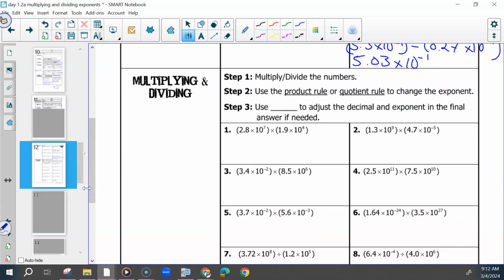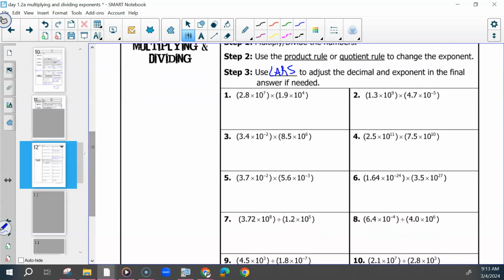Alright, for multiplying and dividing, actually multiply and divide the numbers, but then we also have to take into account our exponent rules, our product rule, our quotient rule. So if we multiply like bases, add the exponents. If we divide the like bases, subtract the exponents. And then use your mnemonic if need be. So in number 1, multiply 2.8 and 1.9.